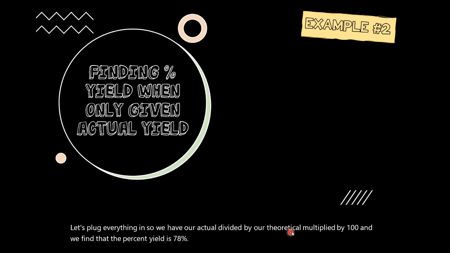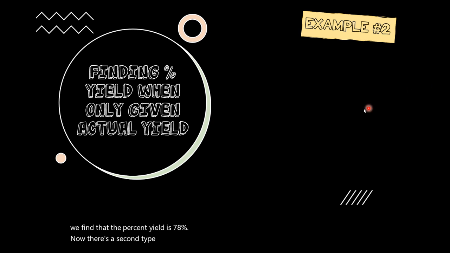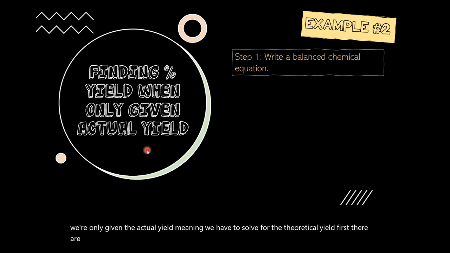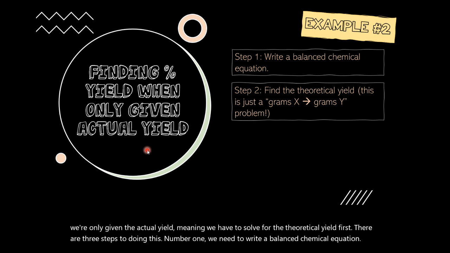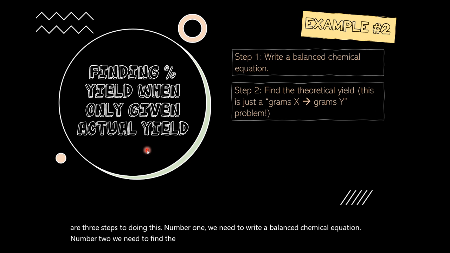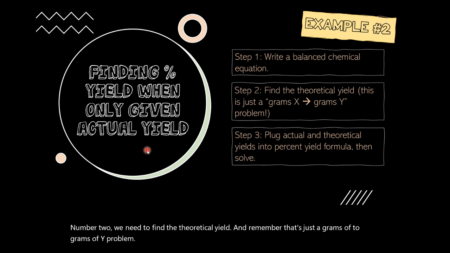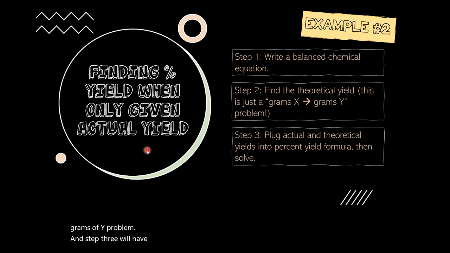Now, there's a second type of problem that we can do. And this is finding percent yield when we are only given the actual yield, meaning we have to solve for the theoretical yield first. There are 3 steps to doing this. Number 1, we need to write a balanced chemical equation. Number 2, we need to find the theoretical yield. And remember, that's just a grams of X to grams of Y problem. And step 3, we'll have to actually plug in those values to our percent yield formula and solve.